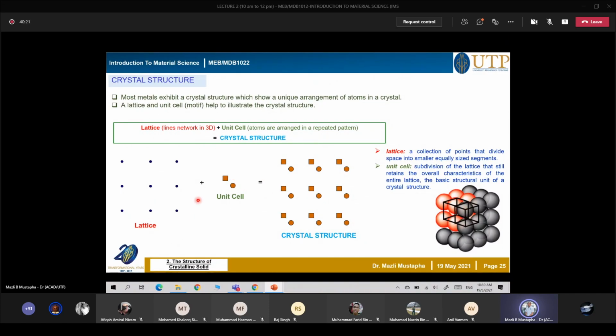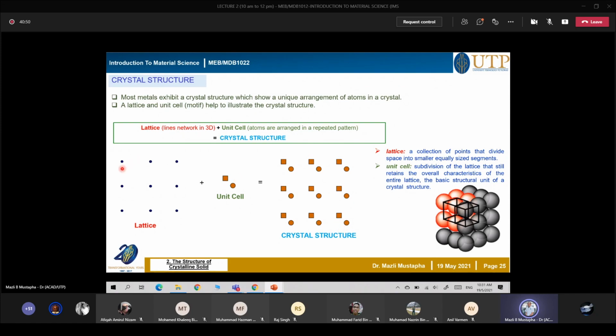And then lattice plus the unit cell. Unit cell means that in the crystal structure, this unit cell is the subdivision of the lattice that still retains the overall characteristic of the entire lattice. Okay, this is what is meant by the unit cell. This is the repeating unit. All the crystal structure is made of the unit cells and lattice. Lattice plus unit cell become the crystal structure.